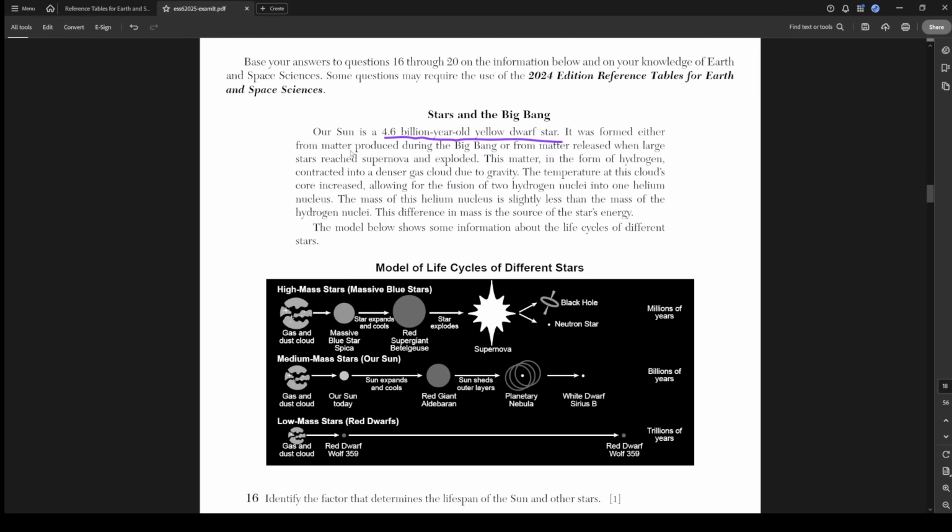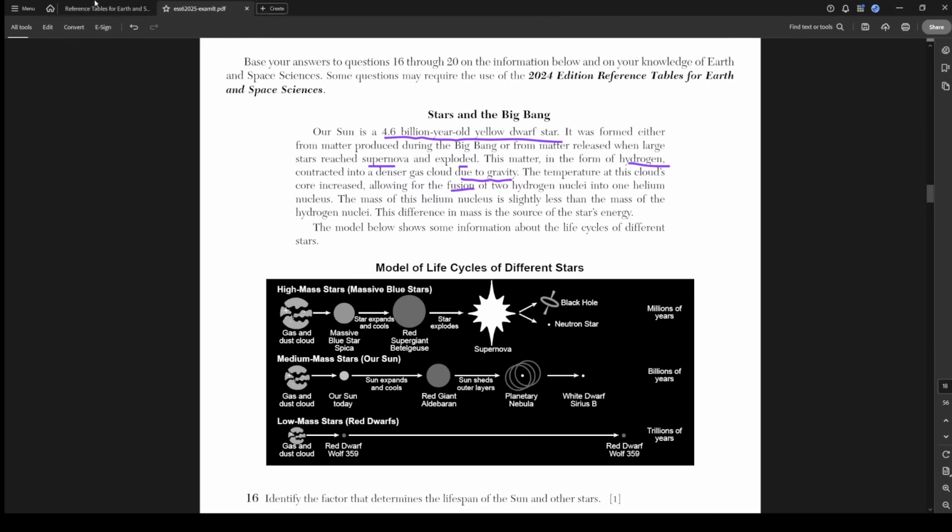It was formed either from matter produced during the Big Bang or from matter released when large stars reached supernova and exploded. This matter, in the form of hydrogen, contracted into a denser gas cloud due to gravity. The temperature of this cloud's core increased, allowing for the fusion of 2 hydrogen nuclei into 1 helium. The mass of this helium is slightly less than the mass of the hydrogen. This difference in mass is the source of the star's energy.